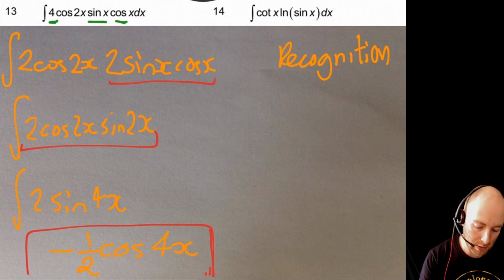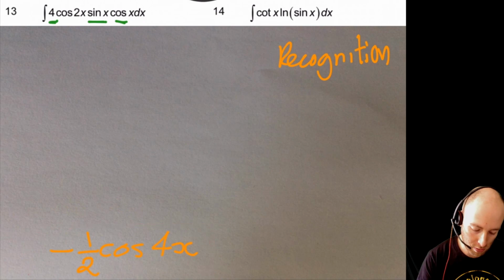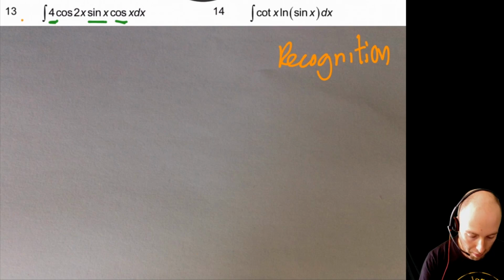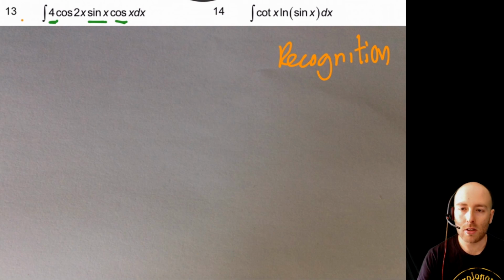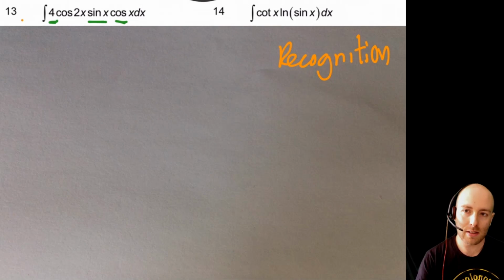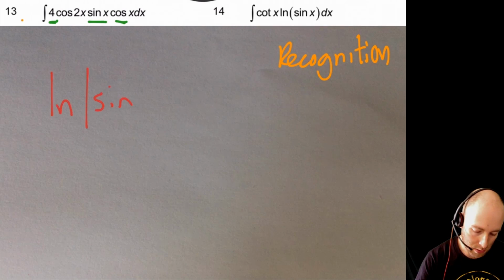All right, second one is recognition. It's one of the more tricky recognition questions because you need to remember what cot differentiates to. Sorry, what am I talking about? Cot integrates to ln sine x. If you differentiate ln of sine x, sine differentiates to cos, which comes up the top, so you get cot x. So we're going to try ln of sine x all squared.